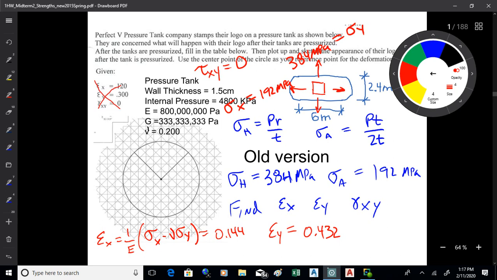All right. Now, how about what's gamma xy going to be? Because tau xy is 0, gamma xy is tau over G. That'll be 0. So we good with that?